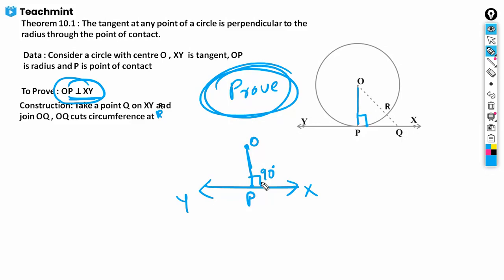So the main theme of this whole theorem depends upon this content: if I show that OP is the shortest distance, automatically OP will be perpendicular to XY. Let me repeat. I need to prove that OP is perpendicular to XY. To prove that, I will prove that OP is the shortest distance. How will I prove that? I am going to take a comparison.